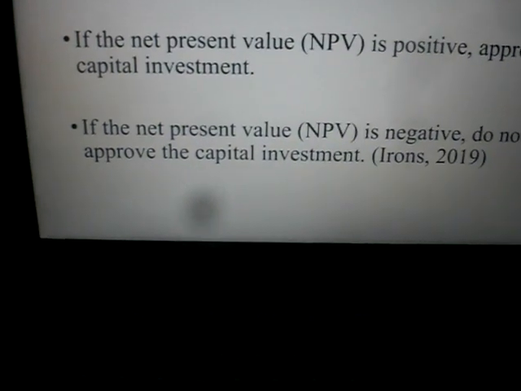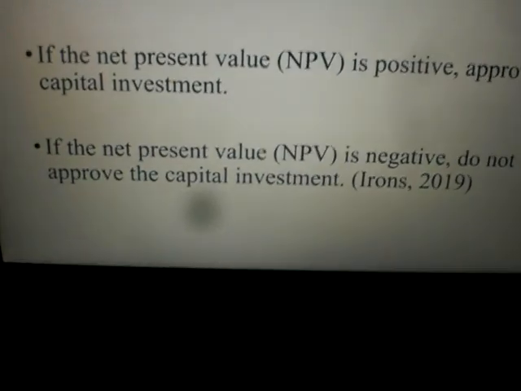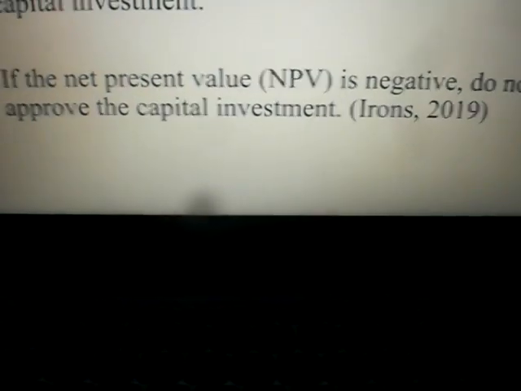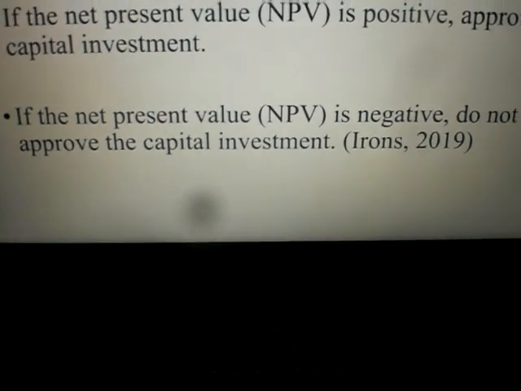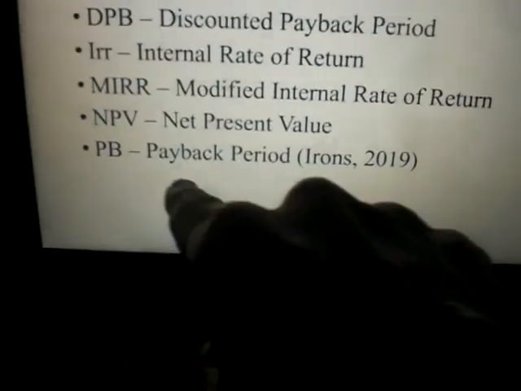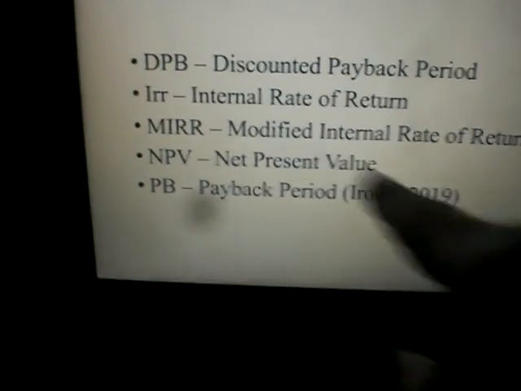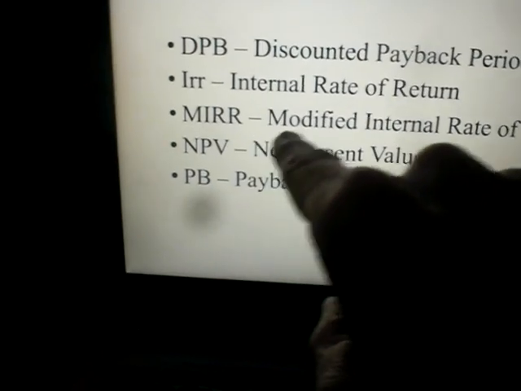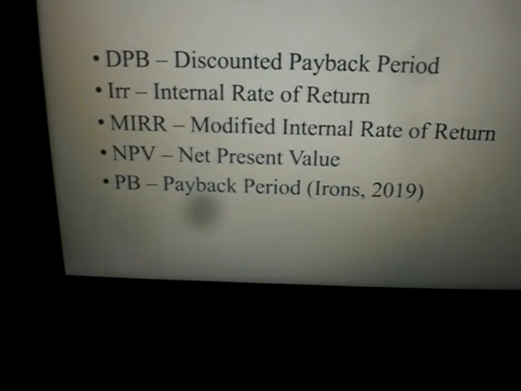Net present value. This is not too complicated either. If the net present value, NPV, is positive, approve the capital investment. If the net present value, NPV, is negative, do not approve. Okay, so 5 methods to value projects. You can use the PB, which is the payback period, or the DPB, the discounted payback period. You have the IRR, internal rate of return, MIRR, modified internal rate of return, and the NPV, we just spoke of, the net present value.